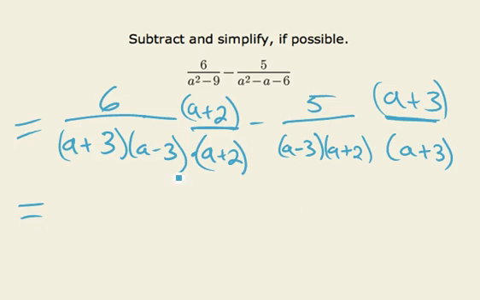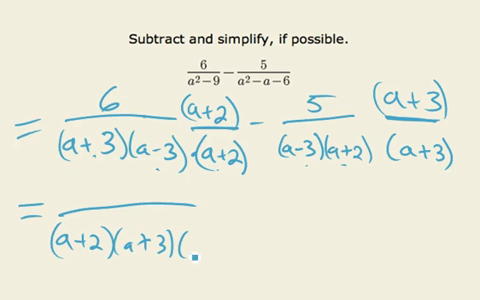This common denominator is a plus 2 times a minus 3 times a plus 3, right? That appears in both our denominators. So we have a plus 2, we have a plus 3, and we have a minus 3. What do we have in the numerators? 6 times a, 6a. 6 times 2, 12. Minus, be careful with that minus sign, 5 times a, 5a. 5 times 3, 15. Minus 15.